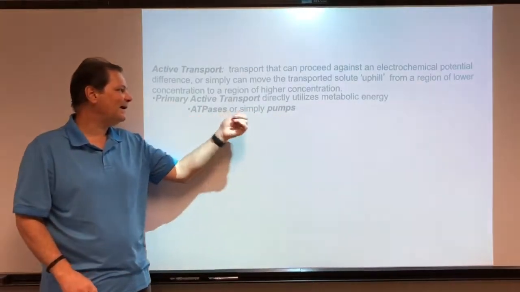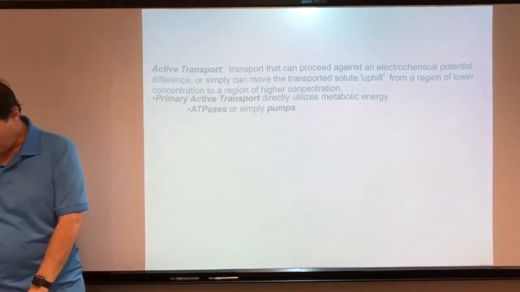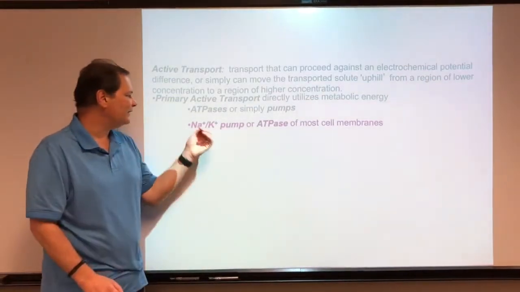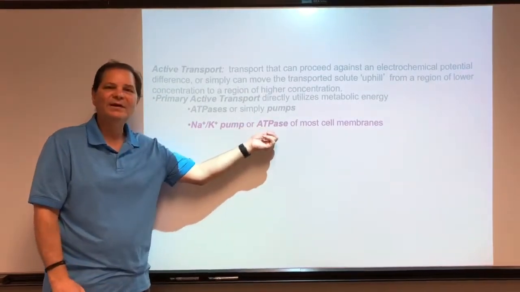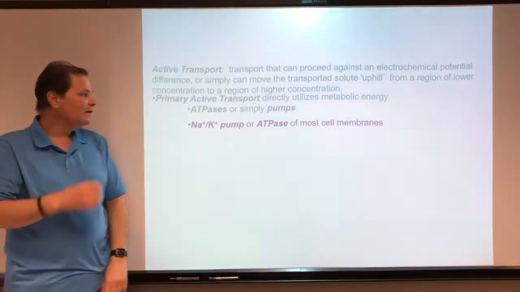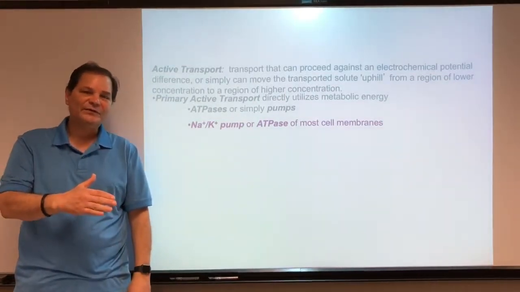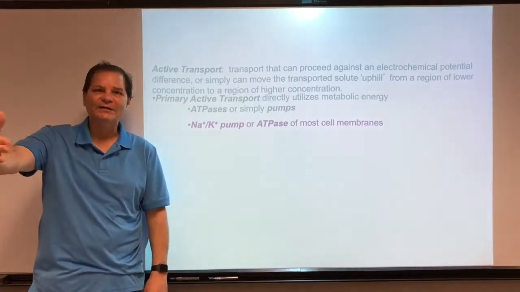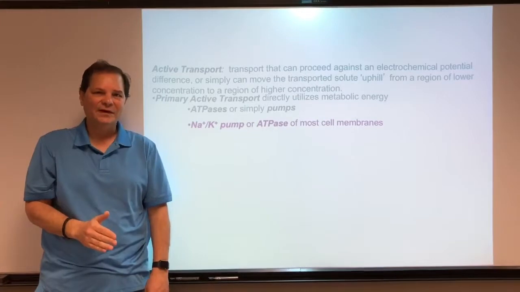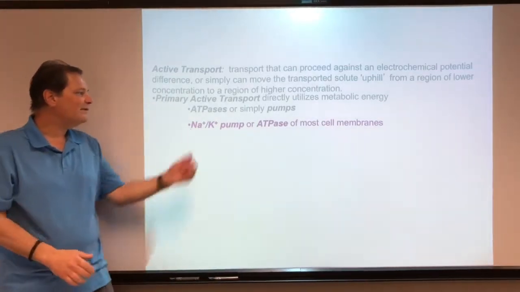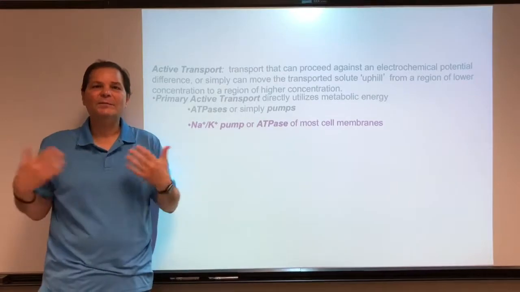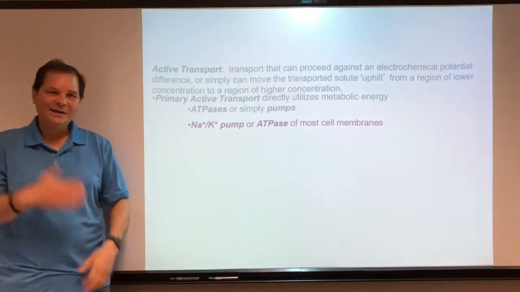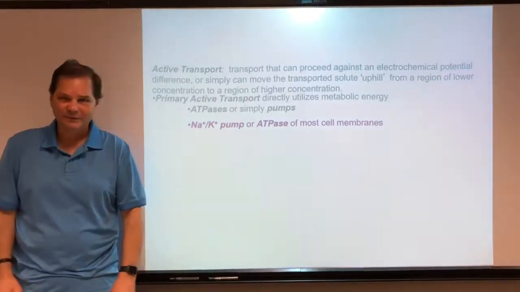So we call these ATPases or pumps. Okay? And a very typical example, one that is in most cell membranes, is the sodium-potassium pump, or the sodium-potassium ATPase. This moves sodium from low concentration in the cell to high concentration outside the cell, and it moves potassium from low concentration outside the cell to high concentration inside the cell. Okay? And so basically this is the reason why you have a sodium and potassium gradient. This pump uses ATP to maintain that gradient and keep the sodium low inside the cell and high outside, for instance.